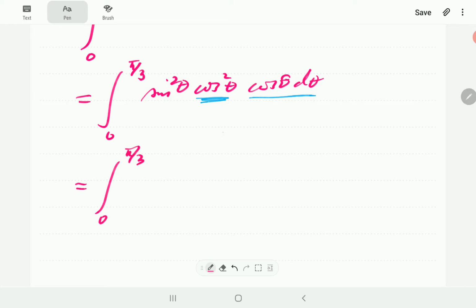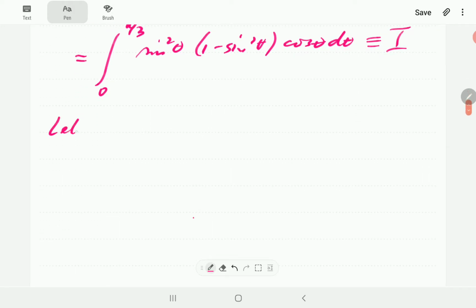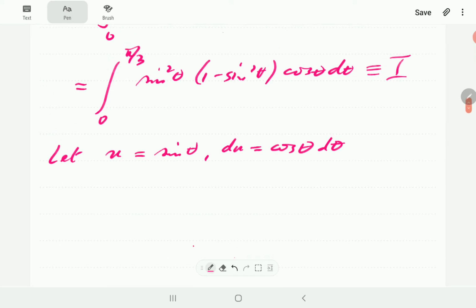If we do that, we know that cosine squared is 1 minus sine squared, times cosine theta. Okay, so then we're going to use the method of u substitution. So we're going to let u be equal to sine theta. Then du is going to be equal to cosine theta d theta.